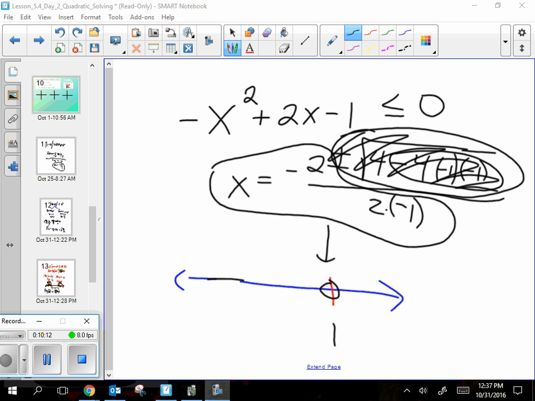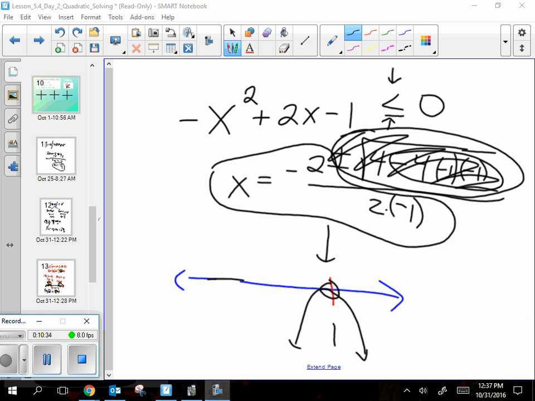Now, what shape is the parabola? Is it a U shape or a mountain shape? Mountain shape. How am I going to do it when there's only one dot? Just touches right there. So now, where is this function less than or equal to 0? Always is the right answer.